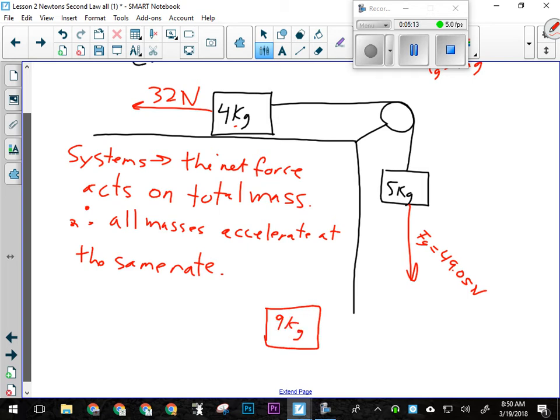It's 9 kilograms worth of mass being pulled this way by 49.05 newtons and being pulled this way by 32 newtons. Okay? Effectively, that's what's going on in this system. There are two forces pulling on 9 kilograms worth of mass. All right, can I calculate the net force now?